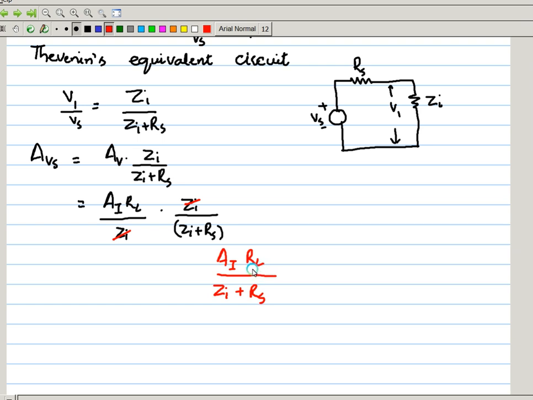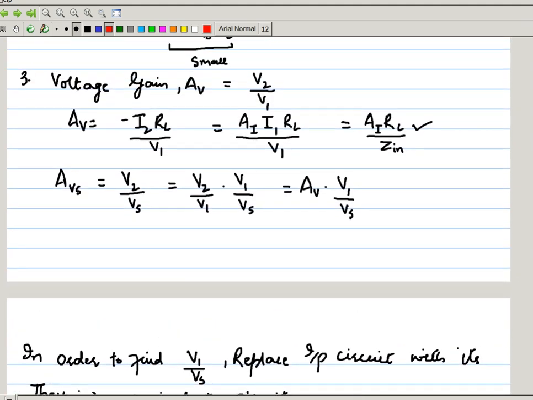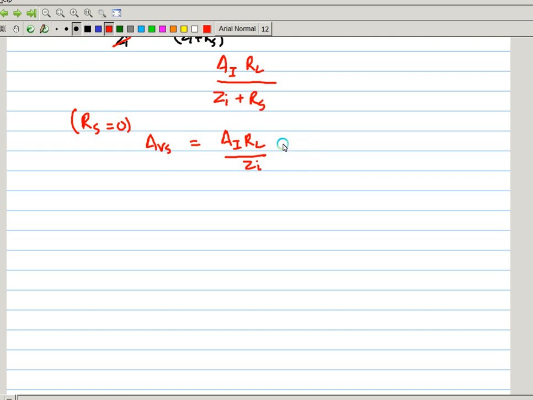Now what if Rs is 0? That means if you have an ideal voltage source, Rs is 0, then your AVs will come out to be AI into RL upon Zi. So can you check from the formula AI into RL divided by Zi? It will be the same as AV. That means AVs will be equal to AV only if Rs is 0.